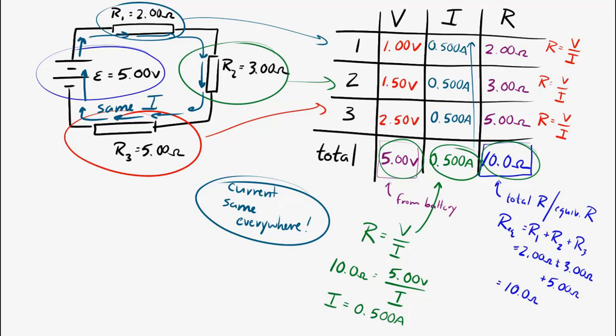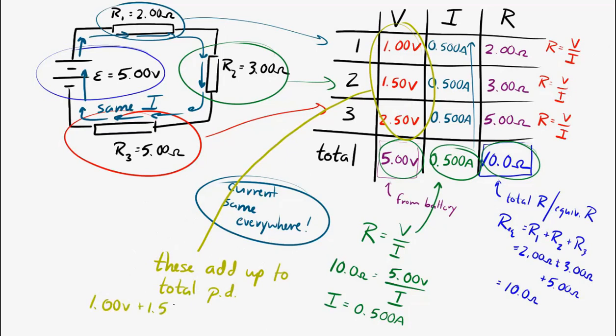Now, there's another rule, and that last rule that we did not apply is that the potential difference across each resistor, if you add it up, is equal to the total potential difference across all the resistors. So look at what we got. Add up those potential differences across all the resistors: 1 volt plus 1.5 volts plus 2.5 volts. That's 5 volts. Hey, that's what's in the bottom column.